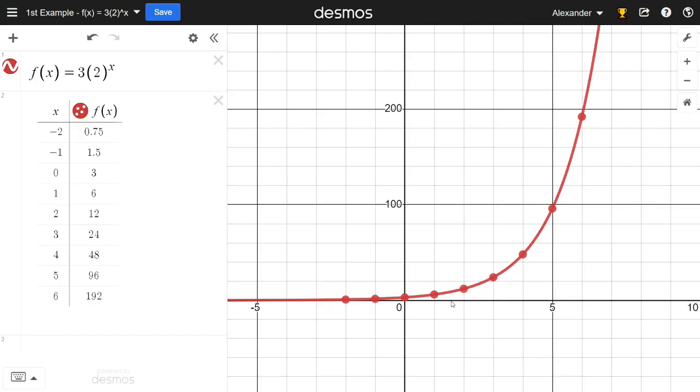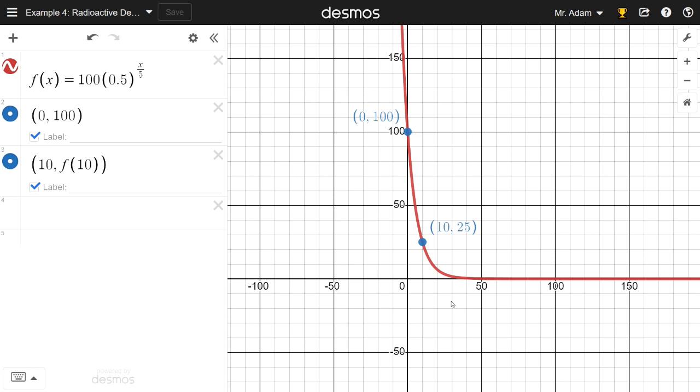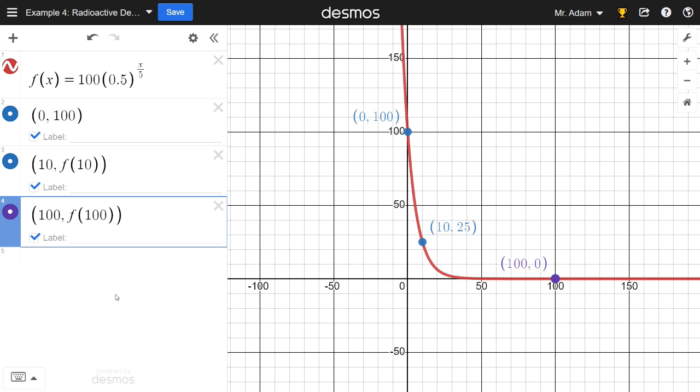Again, let's look at a graph. This was our starting value, 100 grams, at 0 years since the beginning of the experiment. You can see after 10 years, the amount of radioactive material has decreased dramatically. And we can even look on our graph if we wanted to find out in 100 years how much of the substance remained. Now, Desmos is telling me that 0 grams of the substance remain after 100 years.